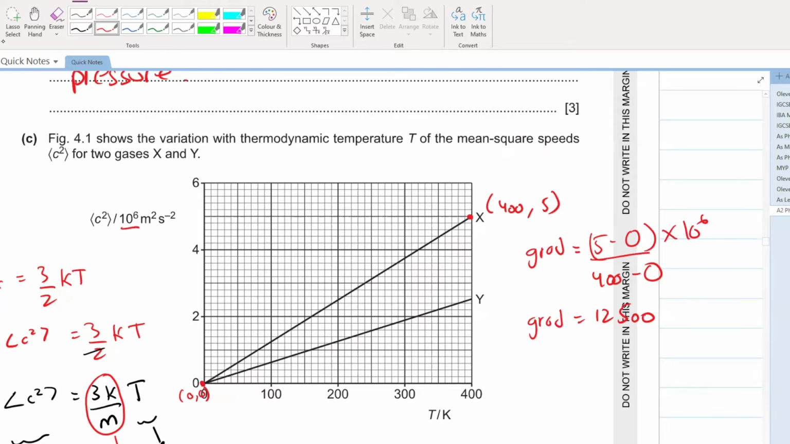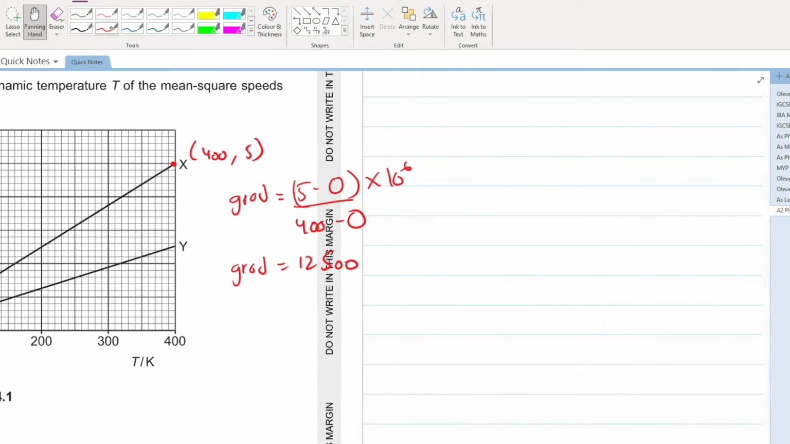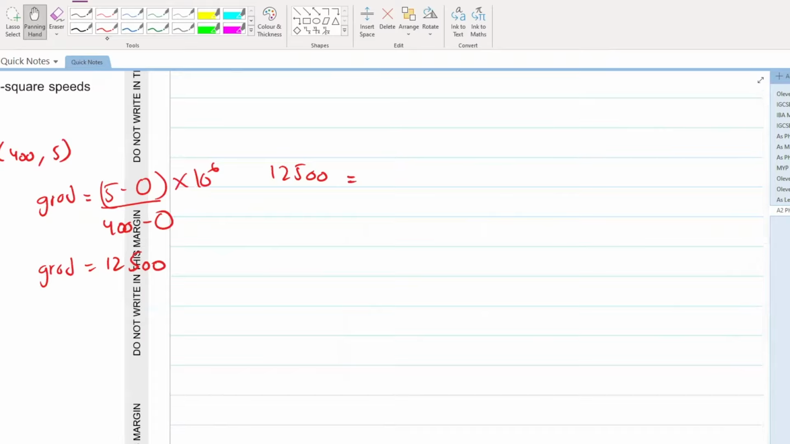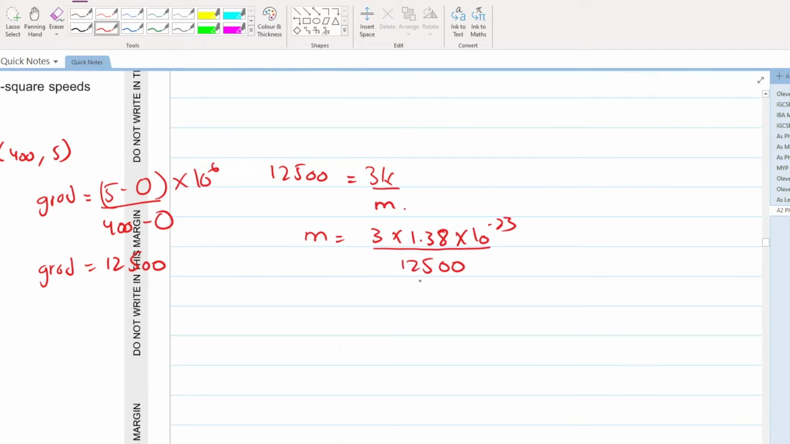And gradient will be equal to what? It was equal to 3k over m. So with 3k over m, can you calculate the mass of one molecule of X? Yes. Mass of one molecule of X is 3 times 1.38 into 10 raised to the power of minus 23 divided by 12500. Can you guys calculate this?